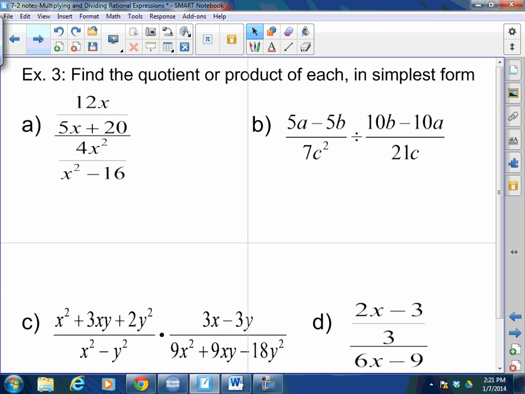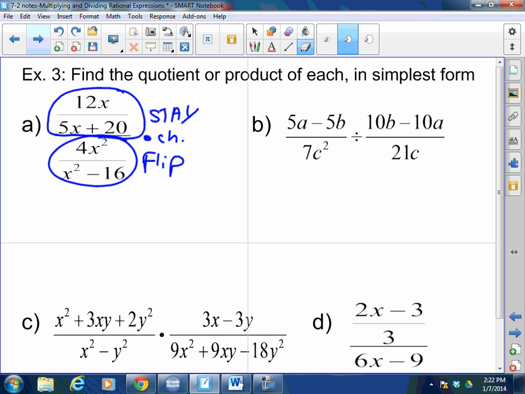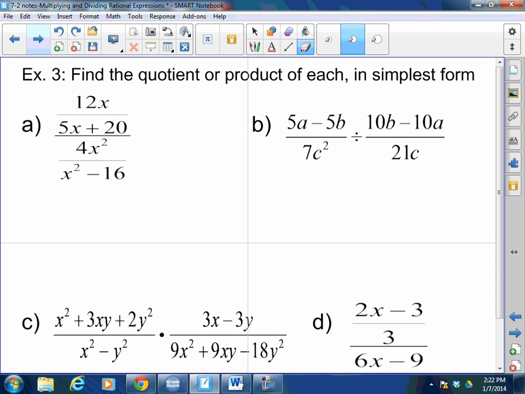Okay, let's just knock out these last few. I did this on purpose, guys. This is the numerator. That's the stay. Still change to multiplication. And then that's your flip. Okay? It's still stay, change, flip. The first fraction stays, the second fraction flips. So stay.